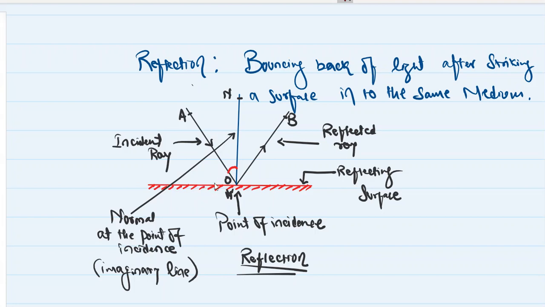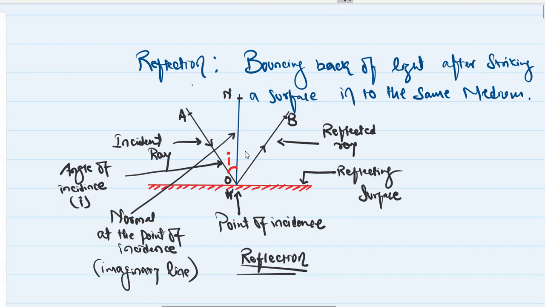This angle which is formed between the incident ray and the normal is known as the angle of incidence. I is known as the angle of incidence. What is the angle of incidence? The angle of incidence is the angle formed between the incident ray and the normal. Angle of incidence, I. Okay.